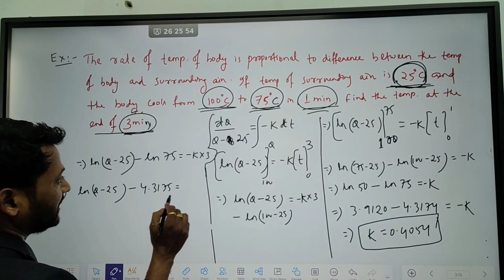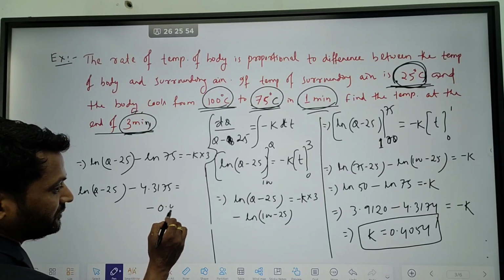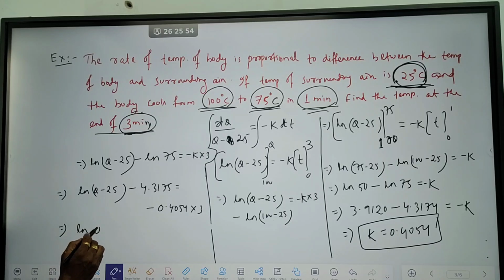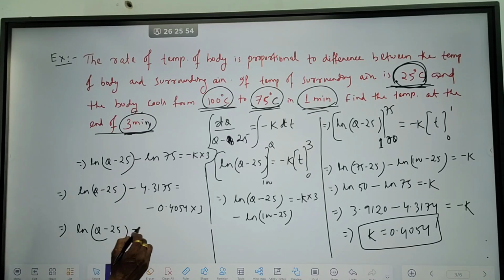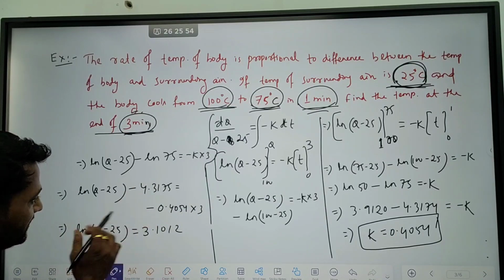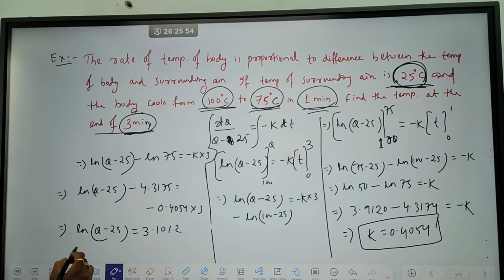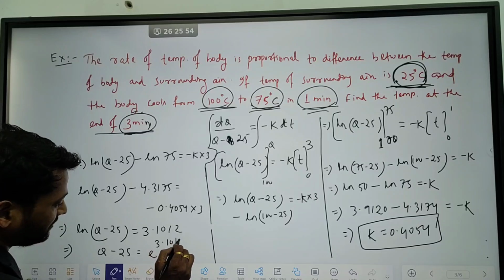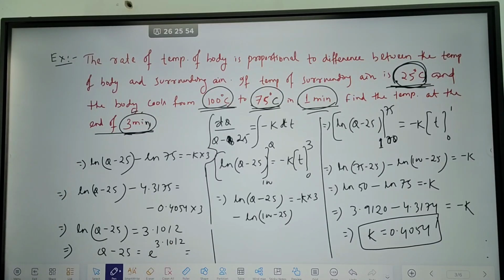What is the value of ln 75? 4.3175 equal to minus, what is the value of k? 0.4054 into 3. Okay, so from this expression you can get ln theta minus 25. Solve this, ln theta minus 25 will be coming 3.1012. Add this, I think it is coming 3, yes okay, 3.1012. Okay, so ln theta minus 25 is coming 3.1012, meaning theta minus 25 will be coming e to the power 3.1012.